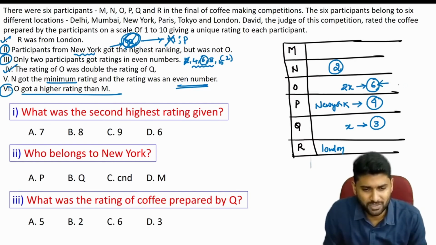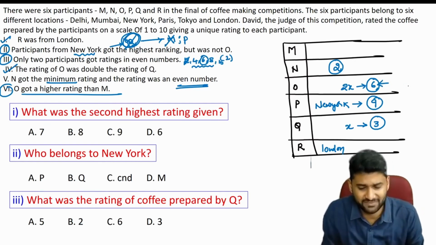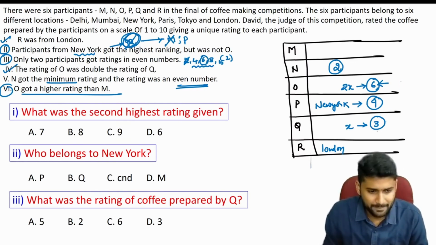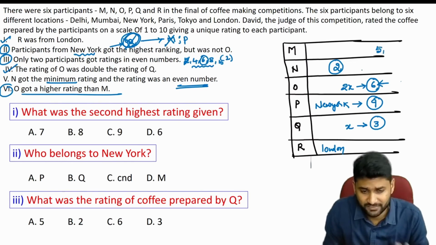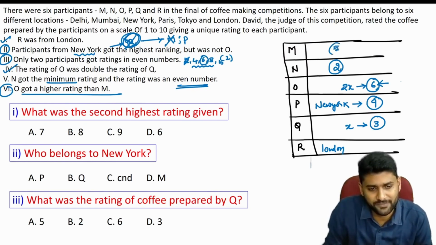See whatever the possibilities we have. Before six, we can't take any even number. So either it can be 5. So who is that guy? M. So M can be 5. We cannot take 4. Why? Because we are done with two even numbers. We can't consider 3. We can't consider 1. So we can conclude that M must be fifth rank.